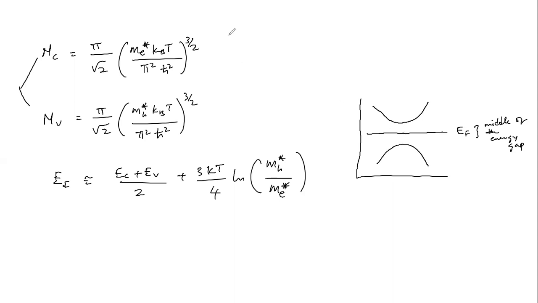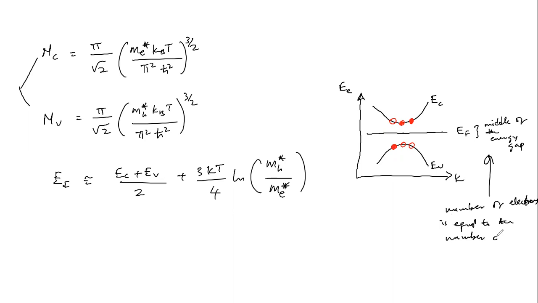So if, for instance, we have a hole here, then we'll have an electron here. And if we have a hole here, we'll have an electron here. Where this is the energy band of the conduction band. Okay. And this is so because the number of electrons is the same as the number of holes, okay? The number of electrons is equal to the number of holes.